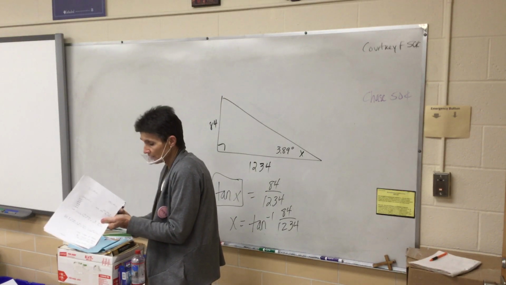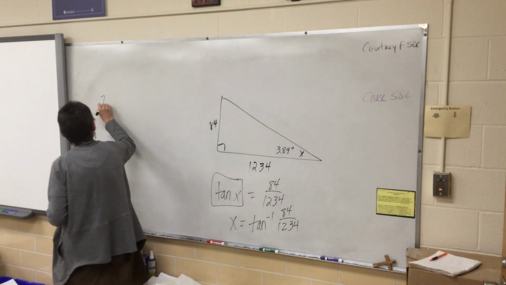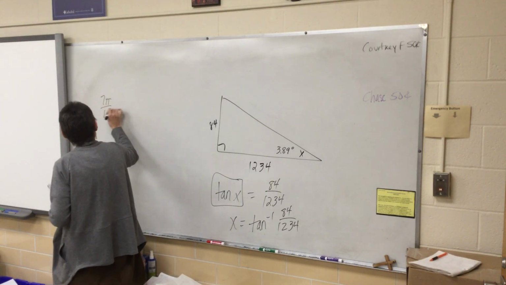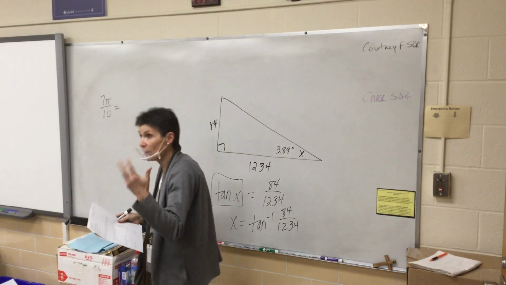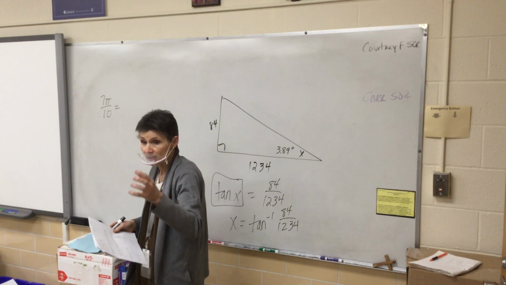Change into degrees. Change into degrees, 7 pi over 10. All right, this is easy, especially since you'll have a calculator. You're going to do what? How we change this into degrees.